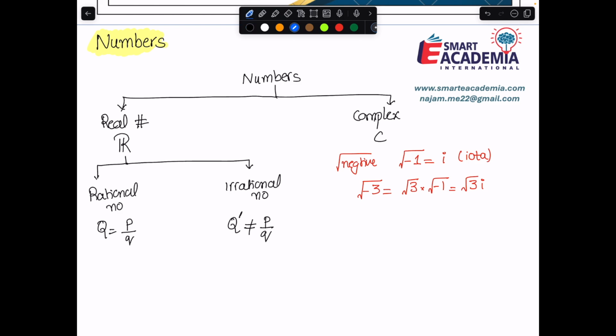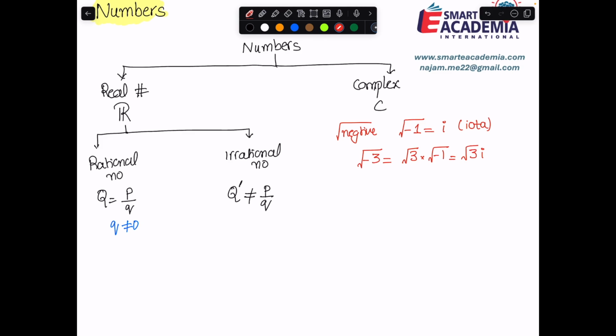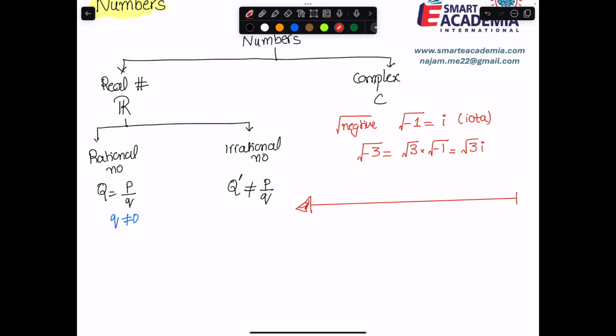Now, in this case, we need to know that Q should not be equal to 0, because we know that no number can be divided by 0. That's impossible. Now, to understand or categorize what are rational or irrational numbers, I can simply say that I have a real line, this is, let's say, my real line, and it extends from -infinity to +infinity. The center is 0. We have 1, 2, and continuing like that. On the left side, we have -1, -2, and continuing like that.